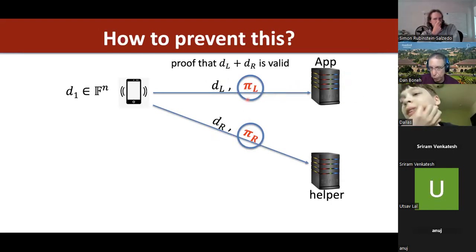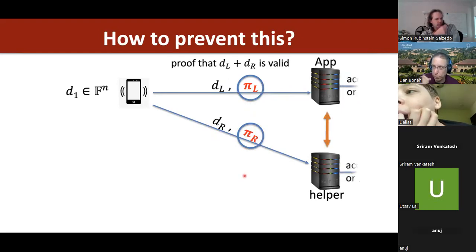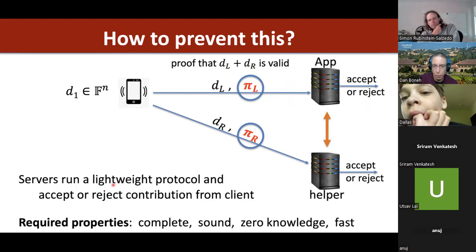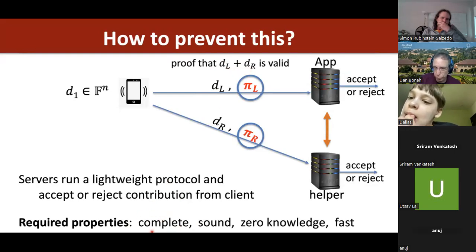They send these proofs pi L and pi R to the two servers. The two servers do a very lightweight computation and then decide to accept or reject. If they accept, it had better be the case that DL plus DR is a binary vector, and if they reject, then DL plus DR is not a binary vector. This is sometimes called a proof system, though it's a very strange situation for one. First, let me tell you what the properties are. If DL plus DR is really a binary vector, then the two servers should accept.